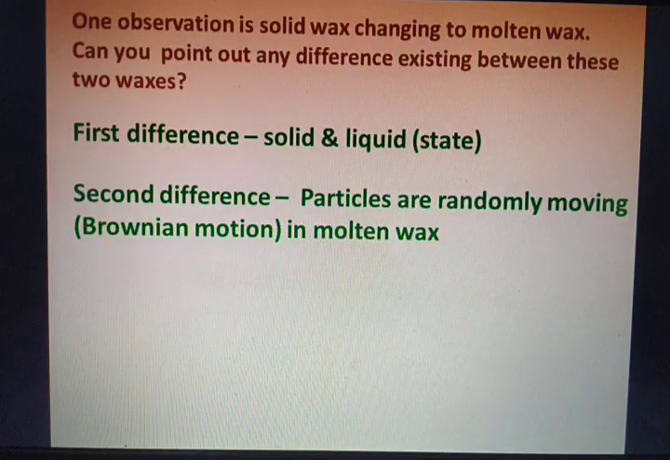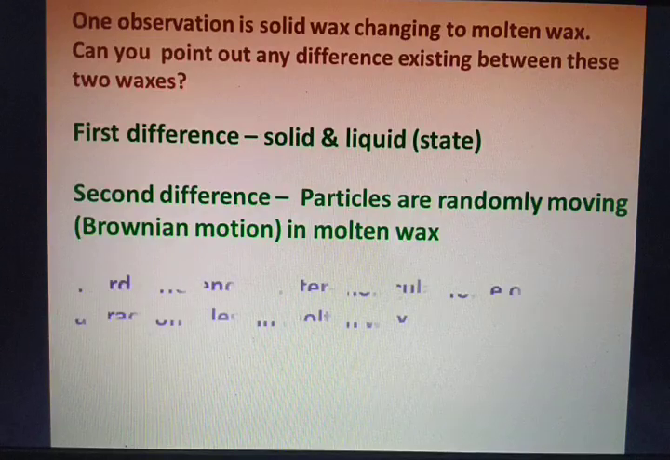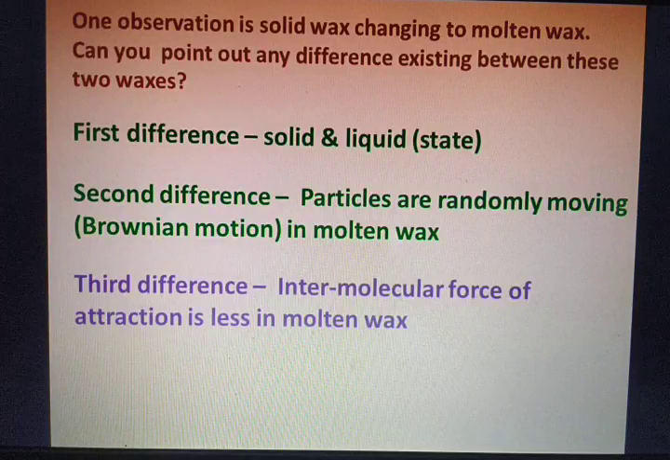The next is that particles are randomly moving in molten wax. Of course, Brownian motion is high in molten wax in comparison to solid wax. The third, intermolecular force of attraction is less in molten wax and is highest in solid wax.